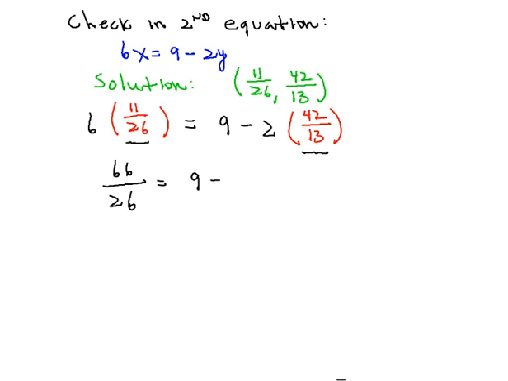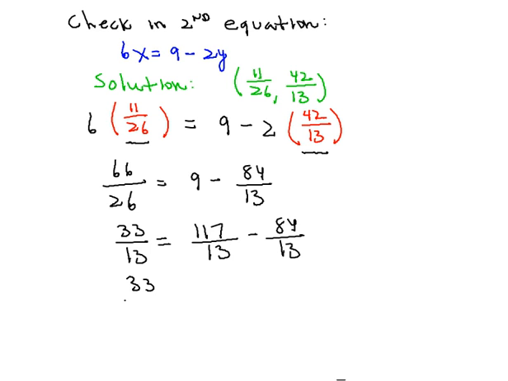Right-hand side we have 9 minus 84 all over 13. Now when we reduce here on the left-hand side, the 66 over 26 will reduce to 33 all over 13. And if we change the 9 to a fraction over 13, that becomes 117 all over 13. Then we have minus 84 all over 13.